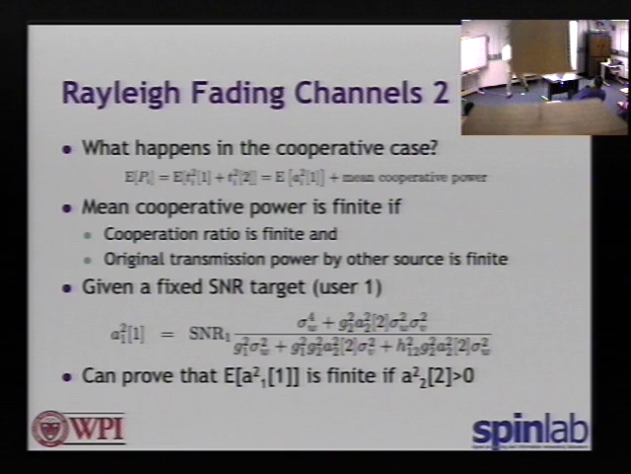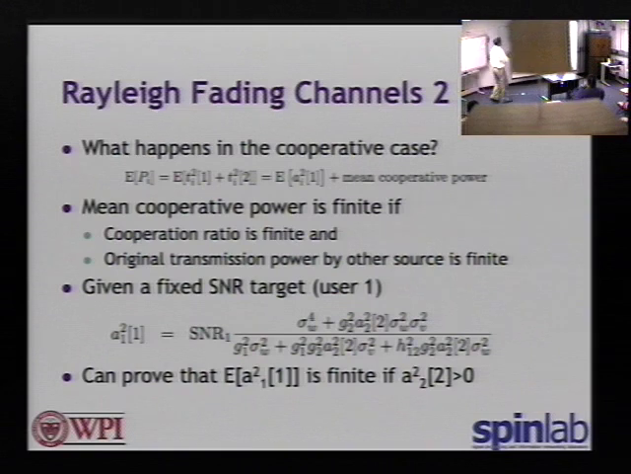This term is a little bit trickier. You have to look at this equation here, and there are actually 3 independent exponential random variables in this equation. It turns out, I found a nice trick to this after looking at it for a while, that you can prove that these amplitudes are in fact finite. The amount of power that I would need to put into my selfish transmission is finite as long as I'm getting some cooperation from the other node.